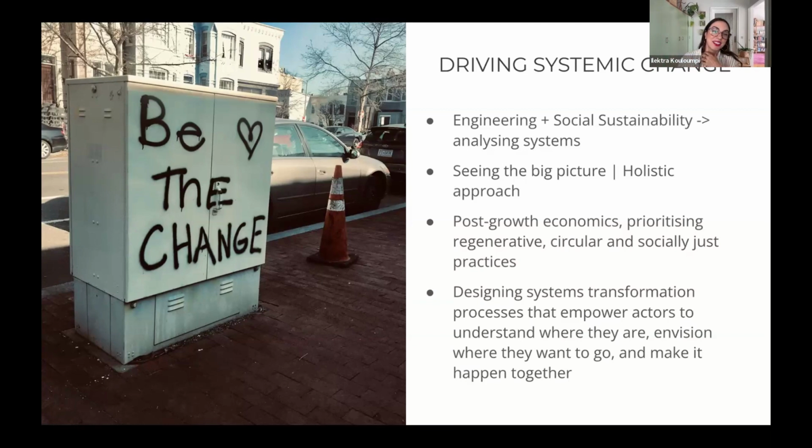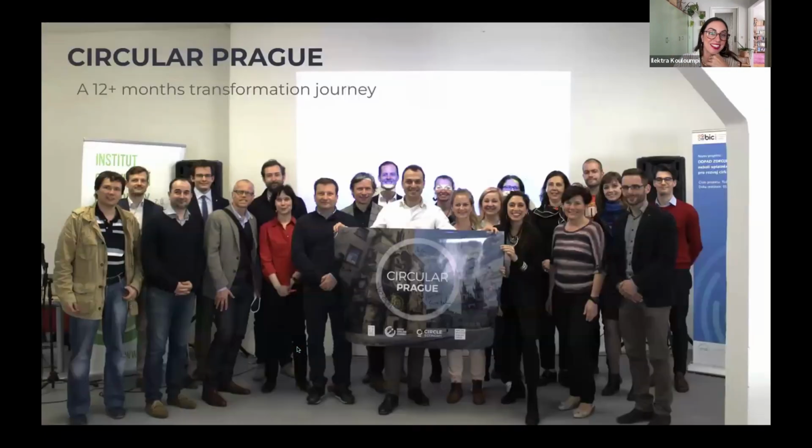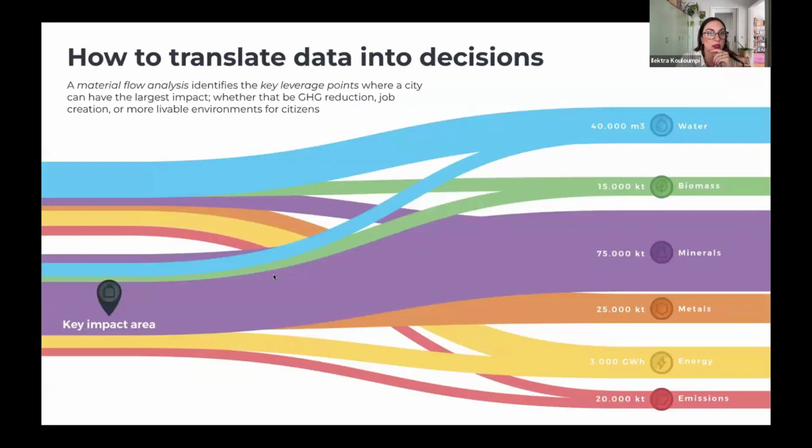So this is a bit my field of work, and as I said, I will share with you the case of Prague. This is the final picture where we have all signed the commitment of creating a circular Prague. It was about a 12-month engagement, more or less, of working closely with the city, the local government, and different business stakeholders from diverse sectors. And I'll speak a little bit more about the governance.